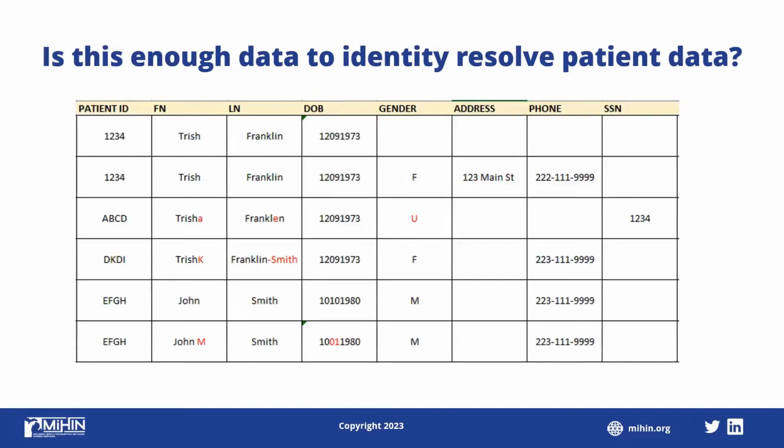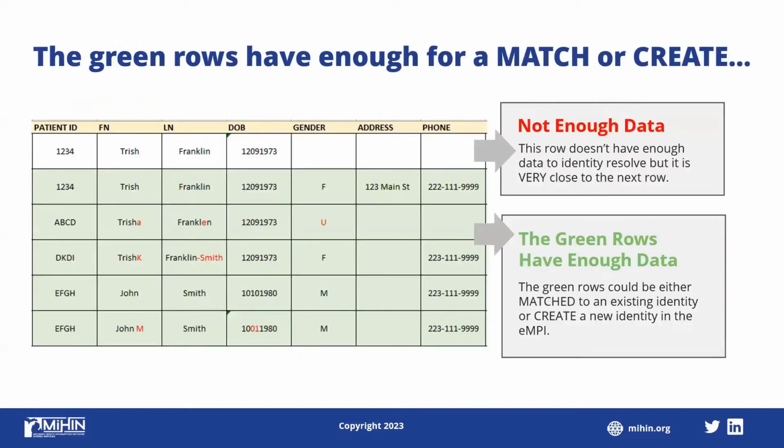So how about this? Is this enough demographics? In this case, we actually have a local ID like the MRN, so the patient ID. We have first name, last name, date of birth, gender, address, phone number, and SSN. And the answer is that most of that is enough data. You could make a high confidence identity resolution on most of that, the green stuff on the bottom. But for the top one, all we have still is first name, last name, date of birth.